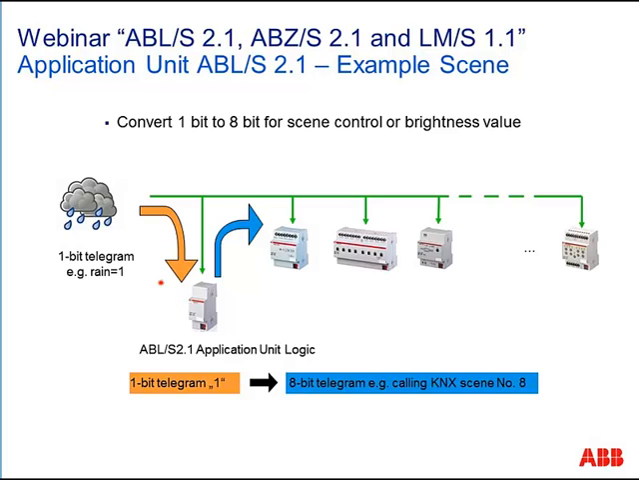For example, one solution is to convert a 1-bit telegram into an 8-bit one, like for calling a scene or when you want to have a fixed brightness value. Like here we have the information with the value 1, it is rain. It is a 1-bit information, and then we want to call our KNX scene number 8, for example, which is a 1-byte telegram. How can we use it?